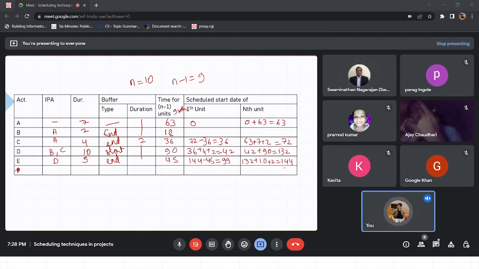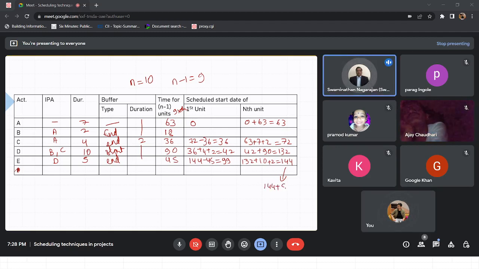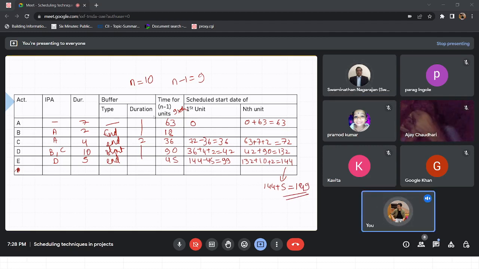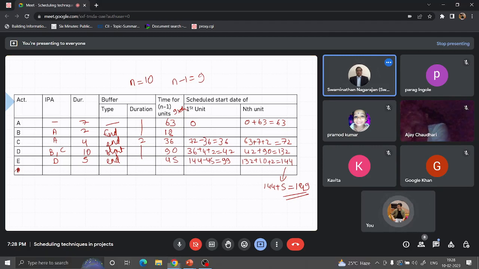Now, when does the project end? If we are starting the last unit of activity E at 144, it will be 144 plus the duration of E, which is 5. So 149. Now, is this point clear to everybody? We got the value of 149 here. Any confusion here? Anybody?